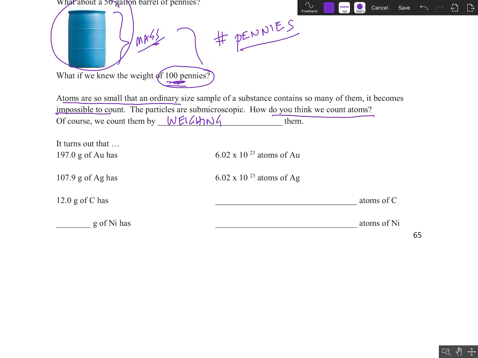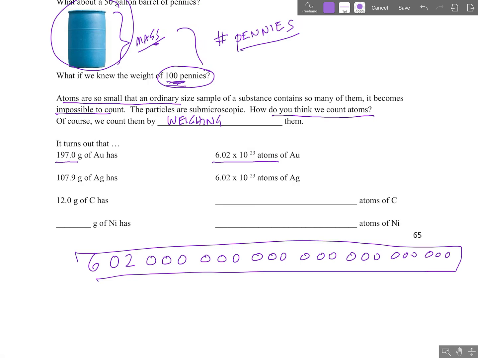It turns out that 197.0 grams of gold has this many atoms in it. 6.02 times 10 to the 23rd atoms of gold. If I were to write that number out, it would be 602 with 21 more zeros after that 2. Sometimes I lose count. Let's see if I can do it. 3, 6, 9, 12, 15, 18, 21. Turns out that 197.0 grams of gold has that many gold atoms in it.